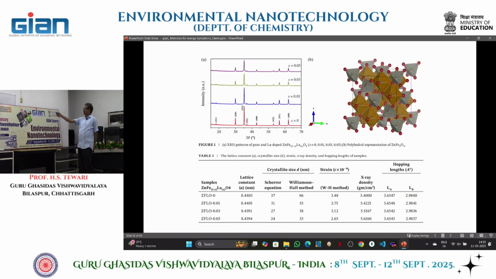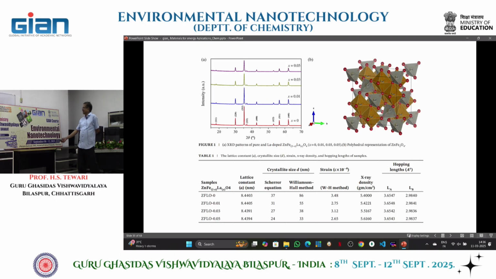These are the XRD patterns. You can say this is very clean and a single phase is found. This is the Rietveld analysis through which we predicted the structure, and these are the parameters, because lanthanum is substituted at the ferric site. These are the different compositions depending on the value of x, and then we calculated the lattice parameter. Using the Debye-Scherrer method, we calculated the particle size. Then we used the Williamson-Hall method to find the strain and particle size. We also calculated the X-ray density, and these are the hopping lengths.